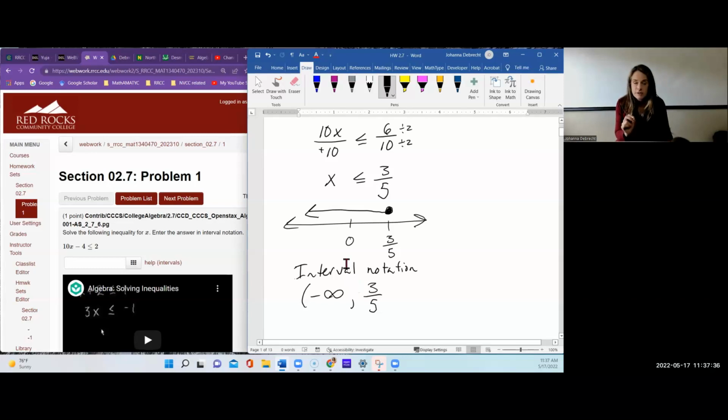Be very careful about this. This is a very, very tricky thing. And a lot of students will get them written backwards. Again, you write them in order, left to right.